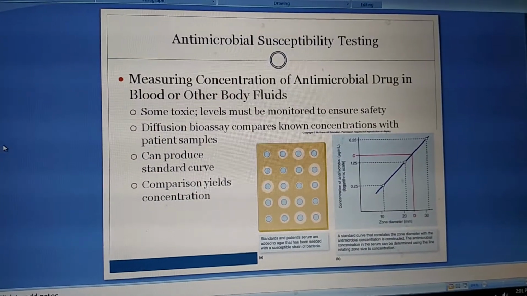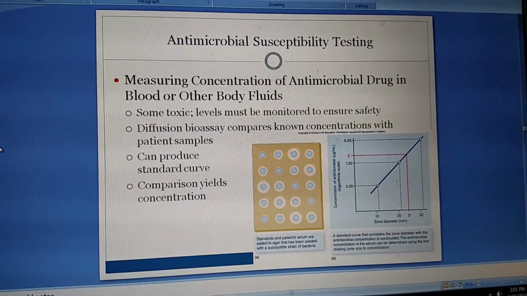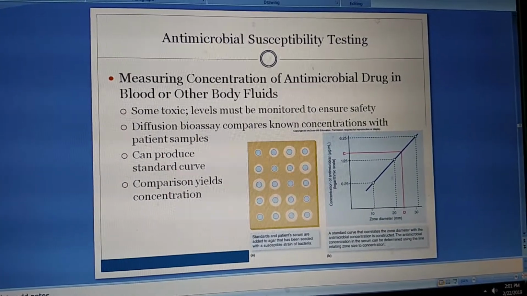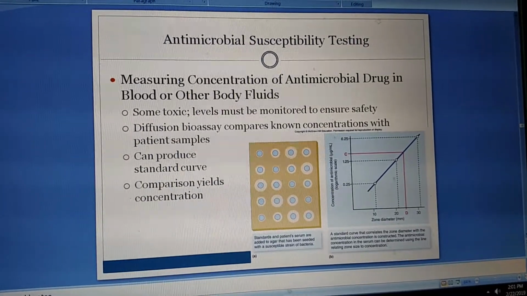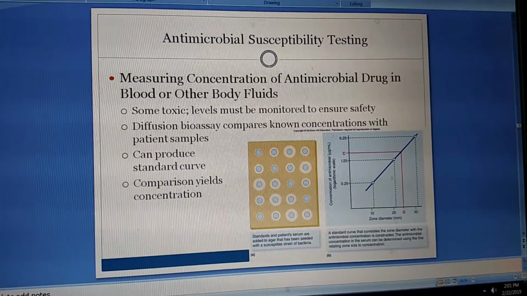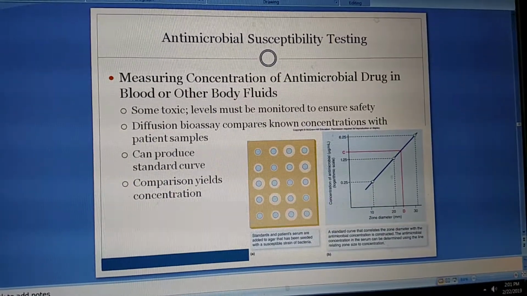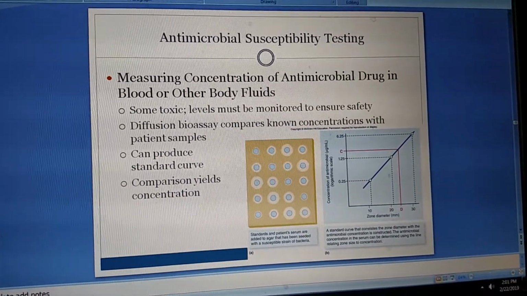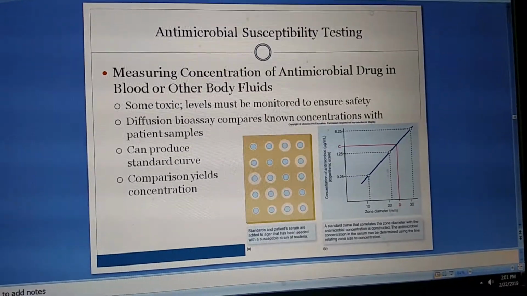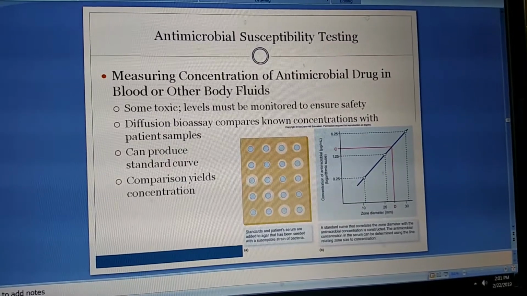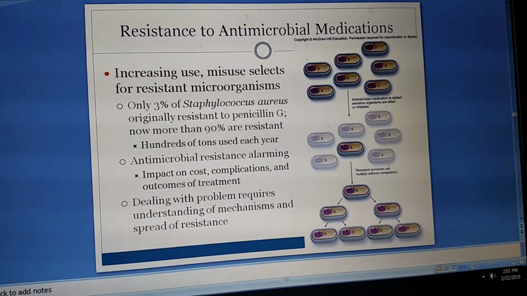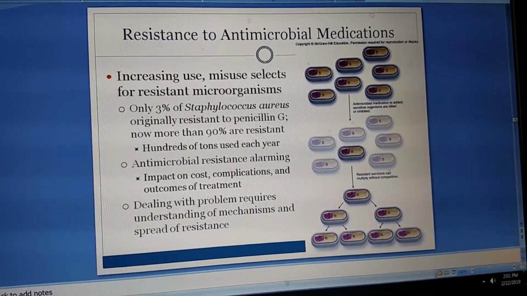We can also measure the concentration of antimicrobial drugs in blood or other body fluids. So some of these are toxic. You have to actually measure how much medication is in the patient's system so that you're not poisoning them. So you can use diffusion bioassays where you are comparing known concentrations with the patient's samples. Basically, you have a standard curve, and you compare your results to the standard curve to figure out concentration levels. Let's pause here.